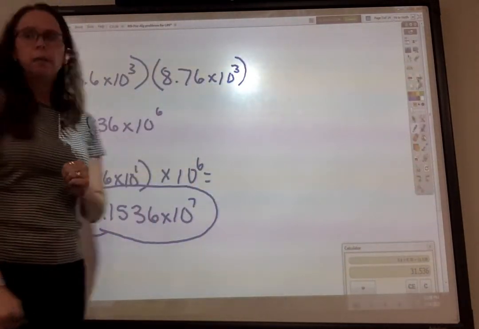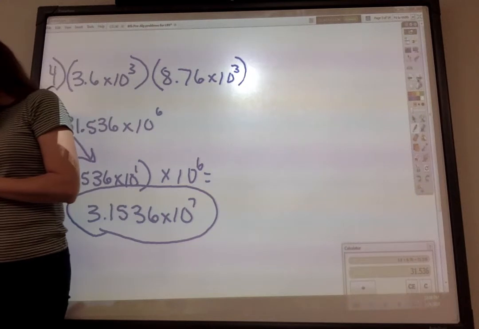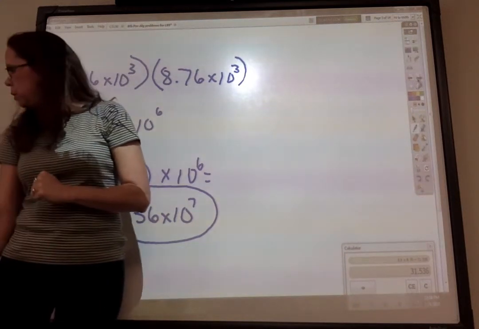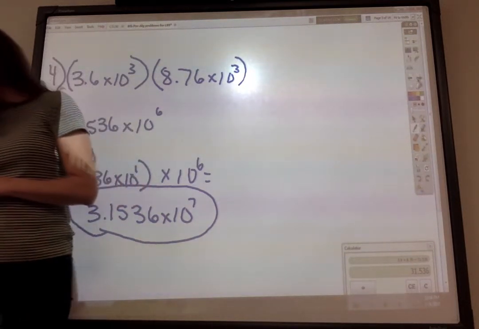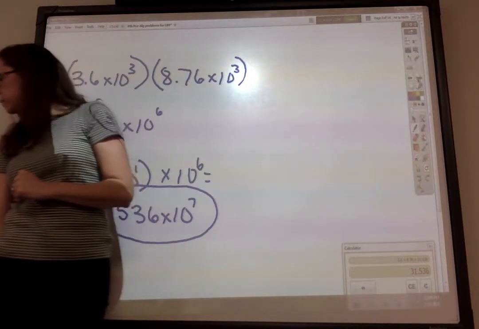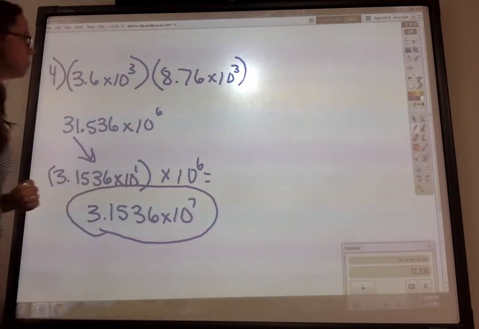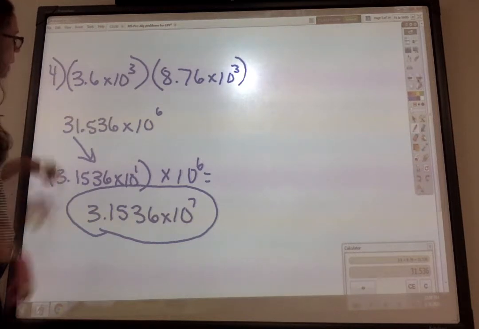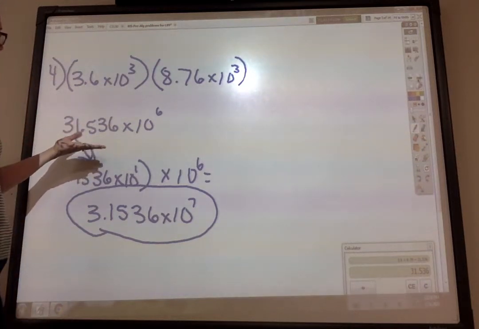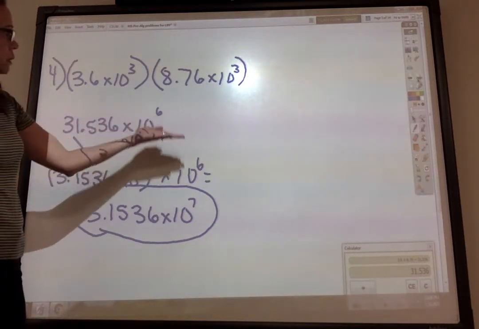Okay, number 4 is multiplying in scientific notation. So 3.6 times 10 to the 3rd seconds times 8.76 times 10 to the 3rd hours. And I get 31.536 times 10 to the 6th.